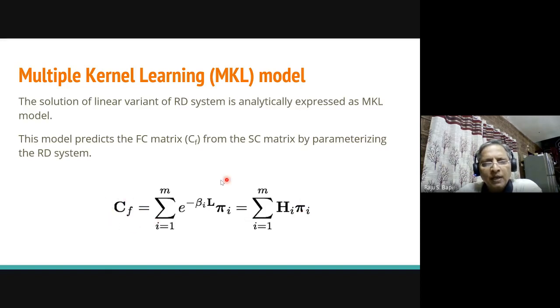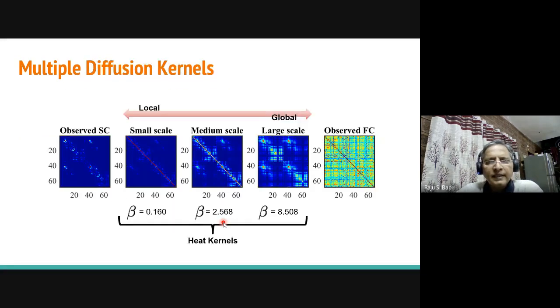So within this model, we need to learn these parameters pi in order to approximate the observed functional connectivity. And this process is shown here. The left-hand side is the structural connectivity. This is the observed empirical data, how regions are connected to each other by physical fibers. On the right-hand side, what you see is the observed functional connectivity.